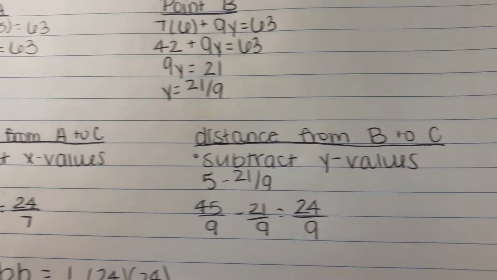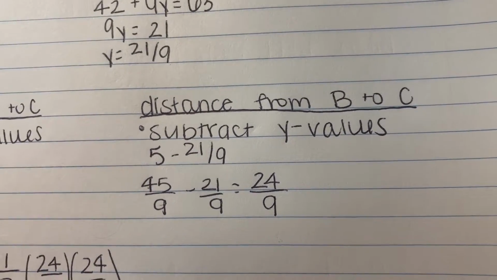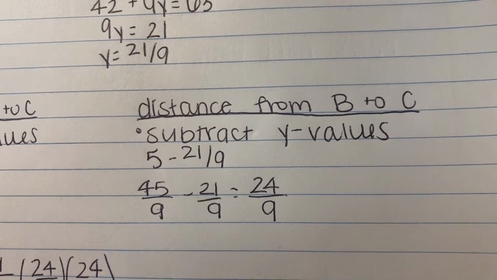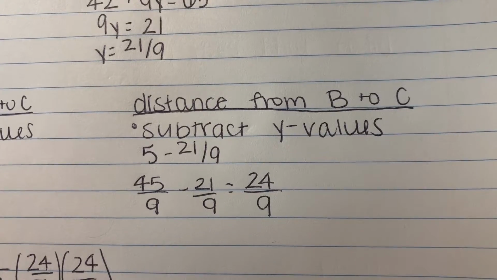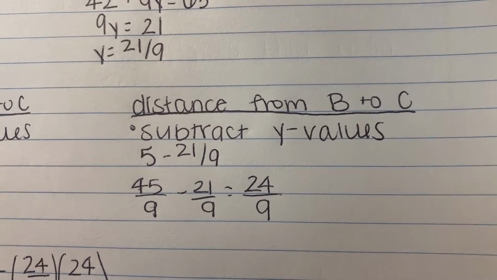And to find the distance from B to C, you subtract the y values. So you do 5 minus 21 over 9, which equals 45 over 9 minus 21 over 9. And that gives you the answer of 24 over 9.